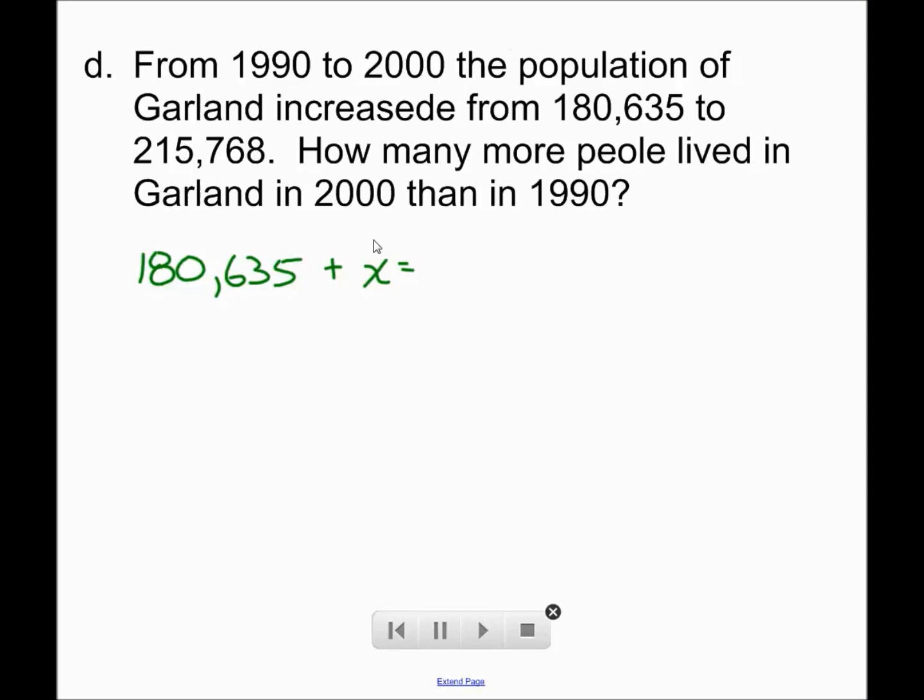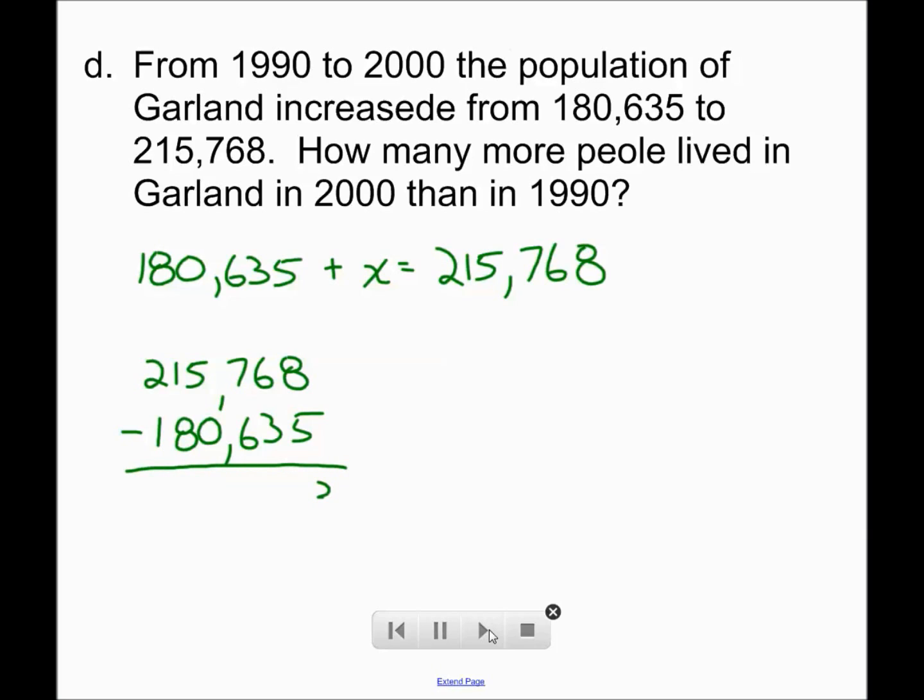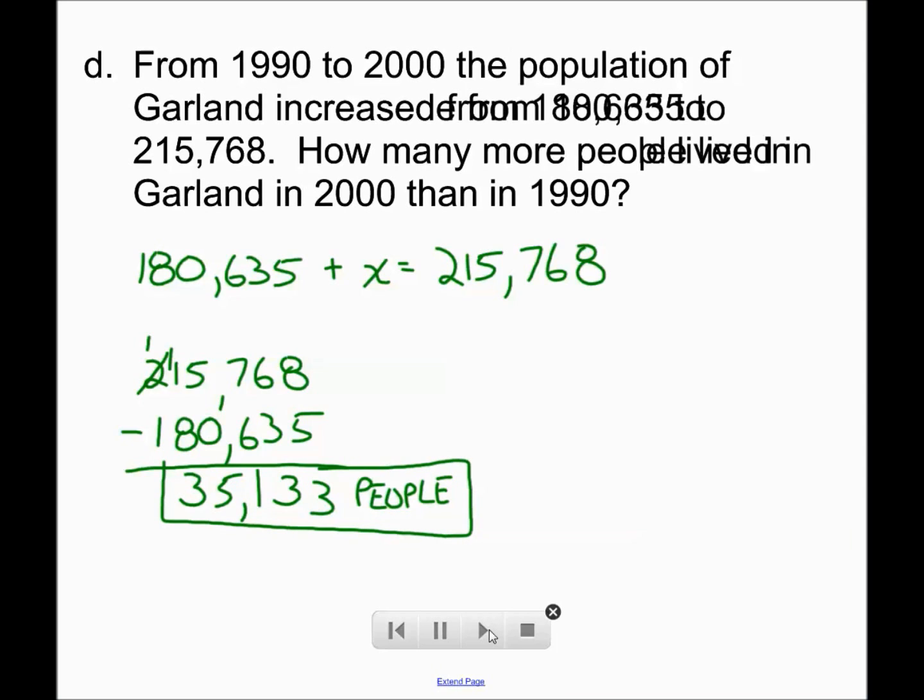We started off with this much, we increased some unknown amount, and we ended up with this many people. So how are we going to find out how many people showed up from 1990 to 2000, which increased our population to 215,000? Let's subtract the original amount from the new amount. Believe it or not, you don't need a calculator to do subtraction. Borrow from the 2. There we go. 35,133 people. That's how many more people lived in Garland in 2000 than in 1990.